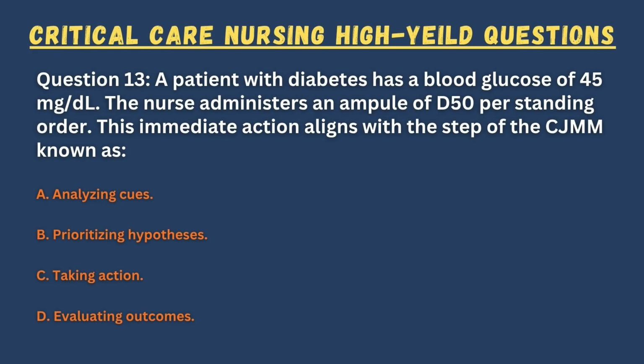Question 13. A patient with diabetes has a blood glucose of 45 milligrams per deciliter. The nurse administers an ampoule of D50 per standing order. This immediate action aligns with the step of the NCJMM, the clinical judgment measurement model, known as A. Analyzing cues. B. Prioritizing hypotheses. C. Taking action. D. Evaluating outcomes.